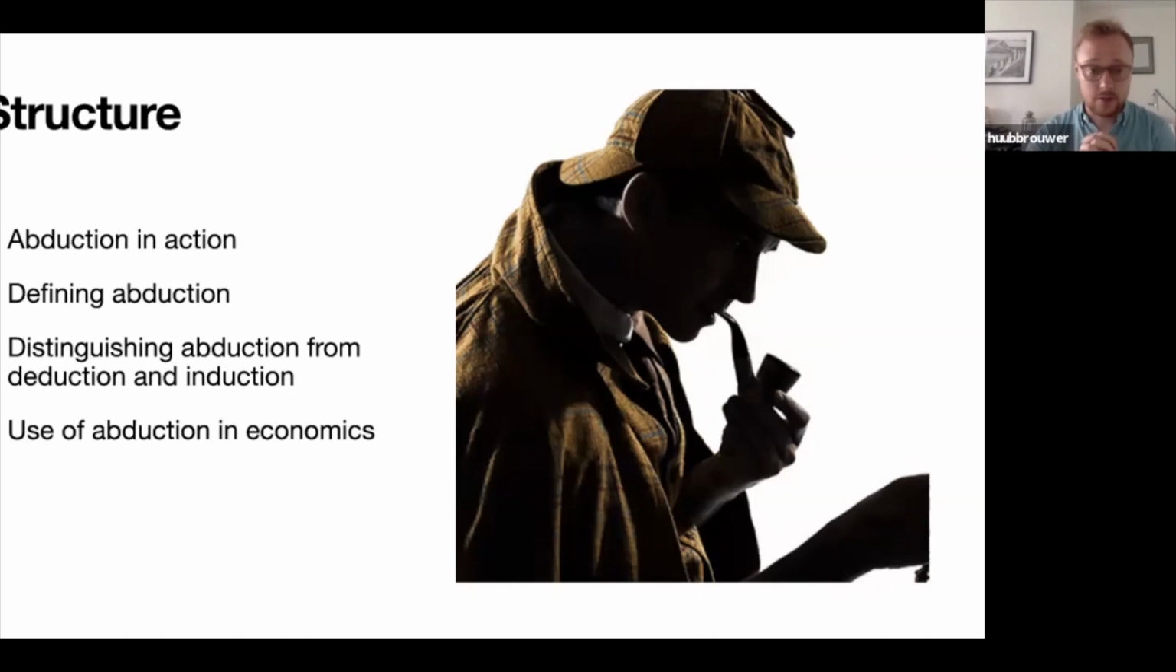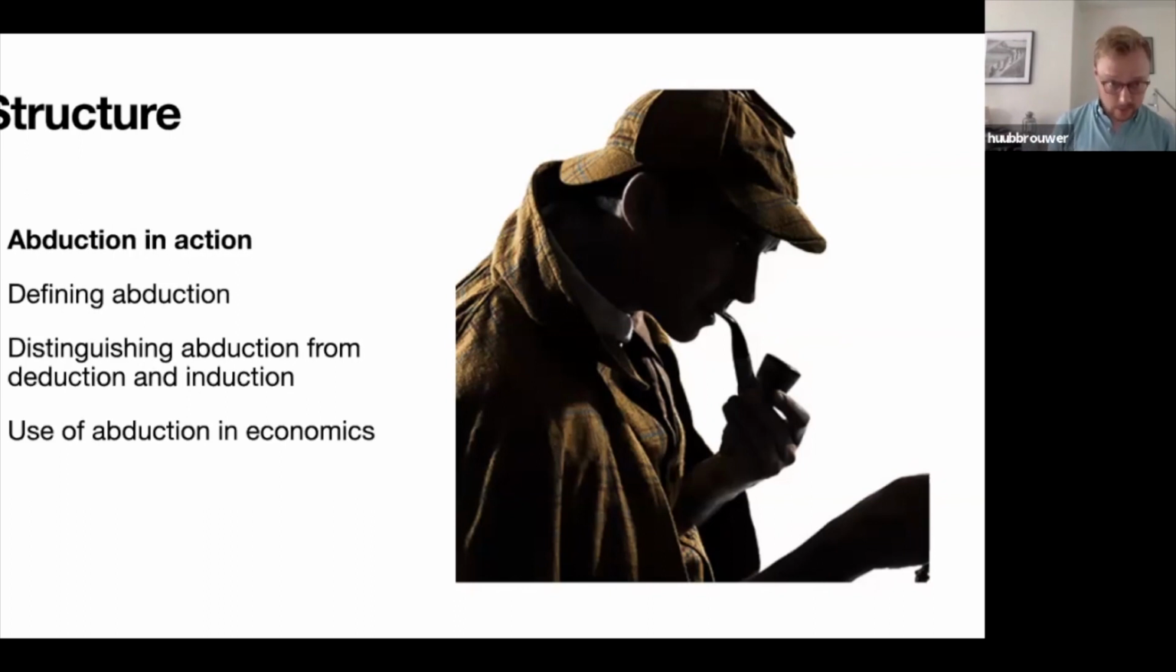Then I'll distinguish abduction from deduction and induction, the methods that have been introduced in the previous two tutorials. And then, because I'm an economist, I'll end by giving a very brief example of the use of the abductive method in economics.